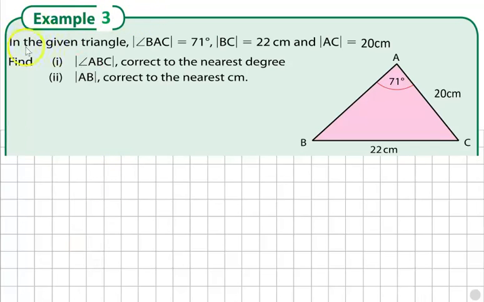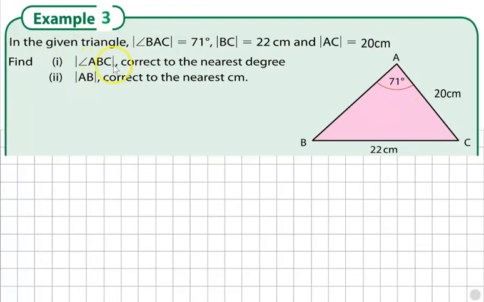Example 3. In the given triangle, the angle BAC is equal to 71 degrees. So there's the angle BAC, so 71 degrees. The side BC is equal to 22 centimeters. So BC is equal to 22 centimeters. And AC is equal to 20 centimeters. So there's AC equal to 20 centimeters.